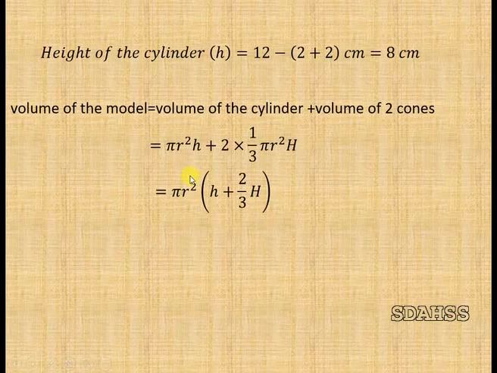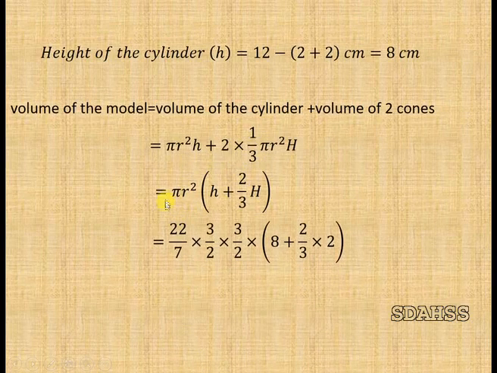Here pi r square is common, so take it outside. So you have remaining h plus 2 by 3 h. Substitute the values. In the place of pi you have to substitute 22 by 7, in the place of r you have to write 3 by 2 into 3 by 2, into its height is 8. Height of the cylinder is 8, plus 2 by 3 into height of the cone, which is 2.